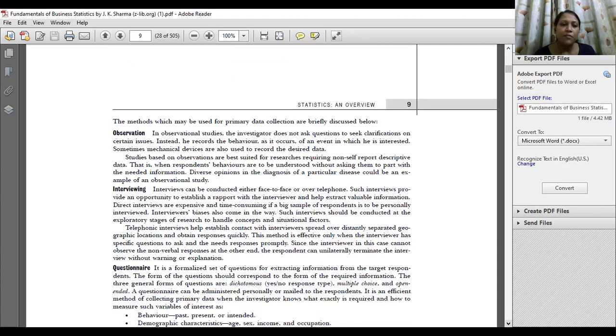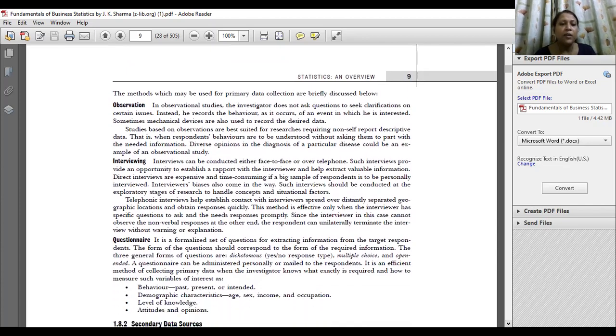So what is observation, what is interviewing, and what is a questionnaire? In observational studies, the investigator does not ask questions to seek clarification. Instead, they just observe the behavior or the occurrence of an event in which they are interested. Studies based on observation are best suited for researchers requiring non-self-report descriptive data.